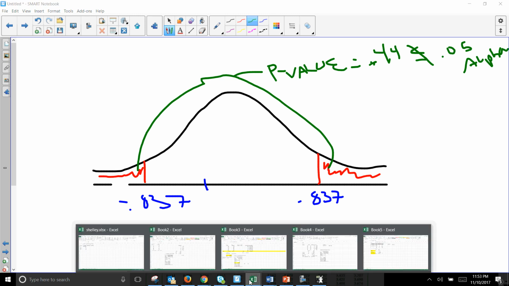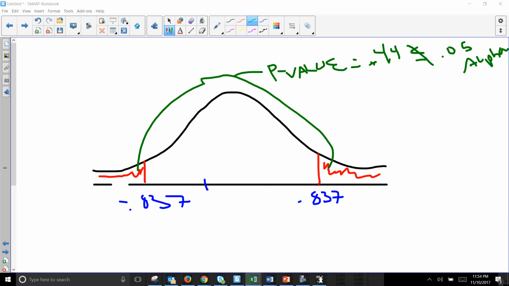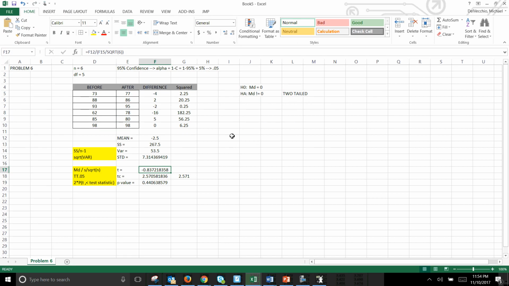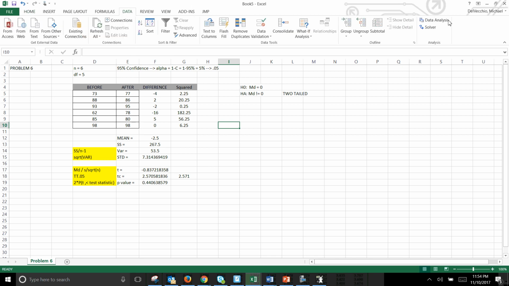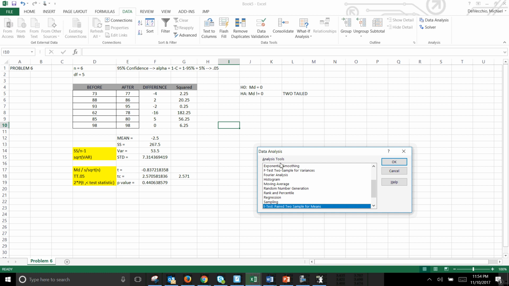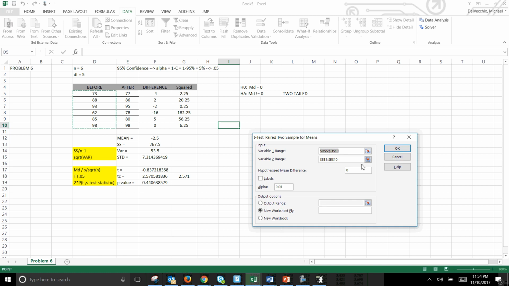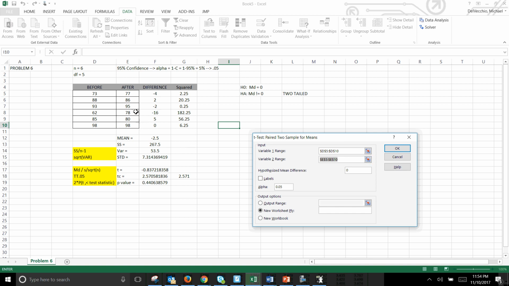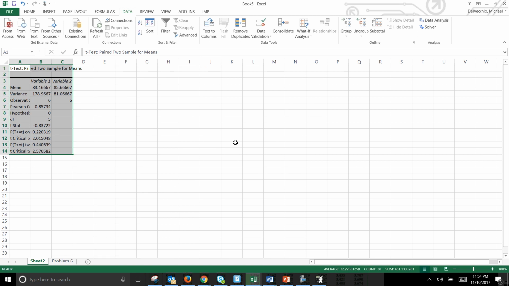Okay. So let's take a look again at how to use this data tool for data analysis in Excel. We can go ahead and go to data analysis. Again, this is a t-test for paired two-sample means. For the first variable, we're going to select the before group. For the second variable, we're going to select the after group. Hypothesized mean difference is 0, and the level of significance alpha is 0.05. Let's just hit OK.